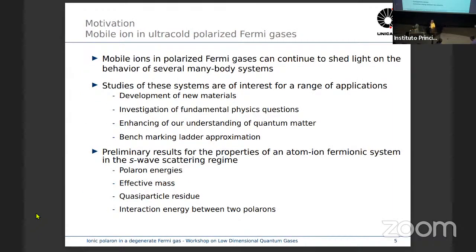Well, mobile ions in Fermi gases can shed light on several many-body systems. These studies are interested in a range of applications, from developing new materials, investigating fundamental physics questions, enhancing our understanding of quantum matter, and also benchmarking latter approximations. I will show here preliminary results that we have. Among these results, I mention the polaron energies, effective mass, quasi-particle residue, and interaction energy between two polarons. This is the only part where we have two ions in this bath.